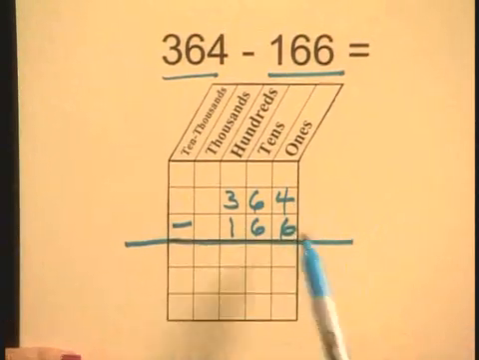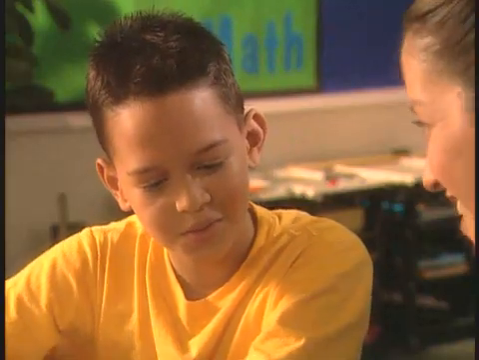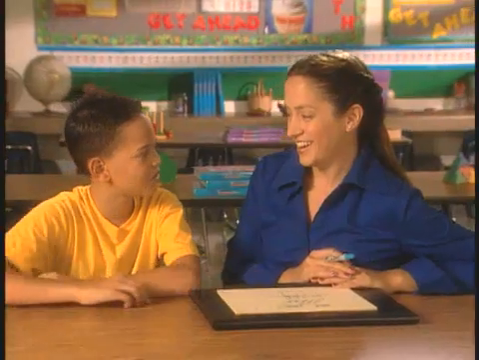So here we go. 4 minus 6. Wait, you can't do that. No, you can't. Why? Because 4 is smaller than 6. That's right. You cannot do that. Otherwise, we would end up with a negative number, and we don't want that.